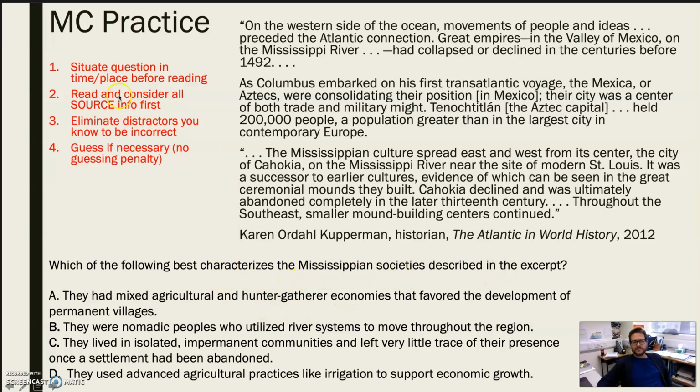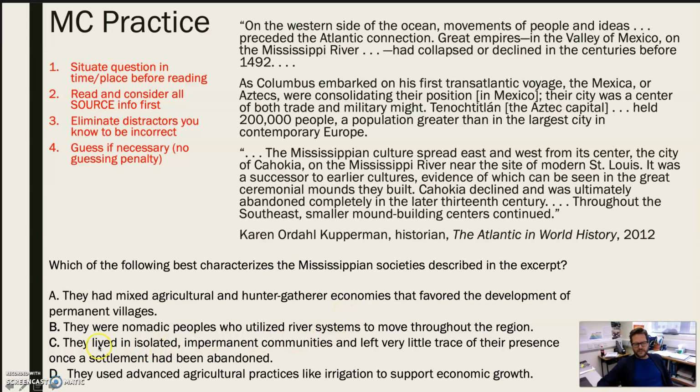All right, so we've read the source, considered the information, we've situated time and place. Let's eliminate the distractors. All right, distractor number 1, B. They were nomadic people who utilized river systems to move throughout the region. Right away, this is talking about the city of Cahokia. They have a city, right? By having a city, you are not nomadic, right?